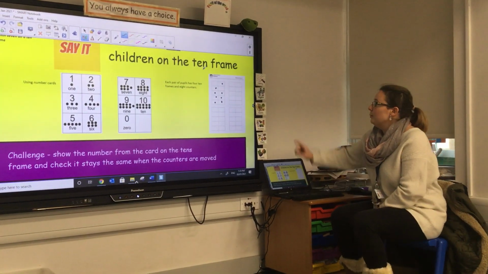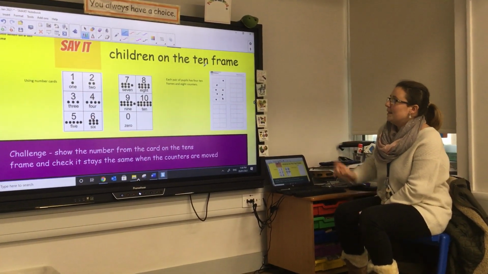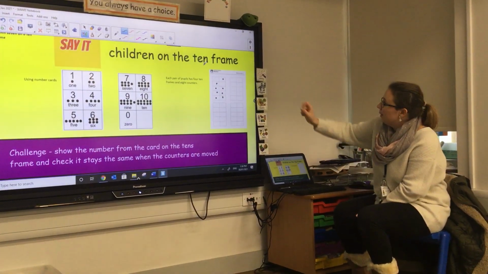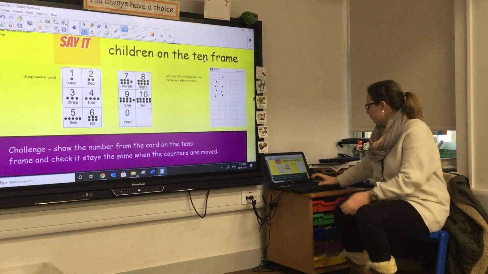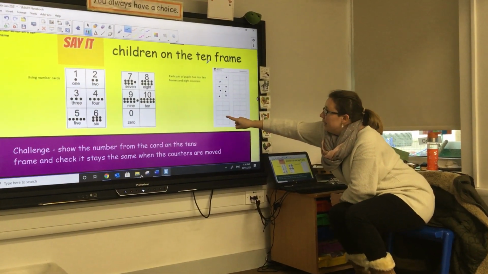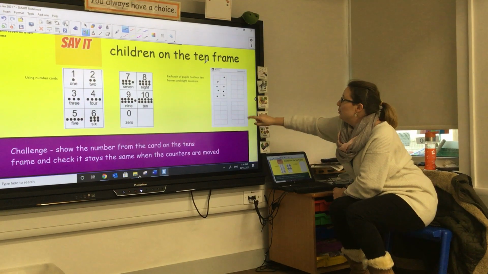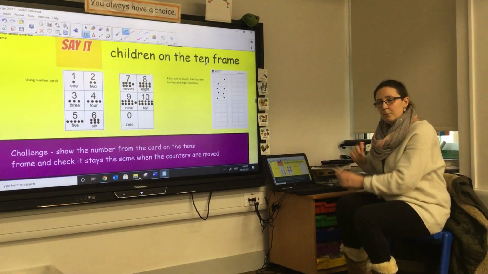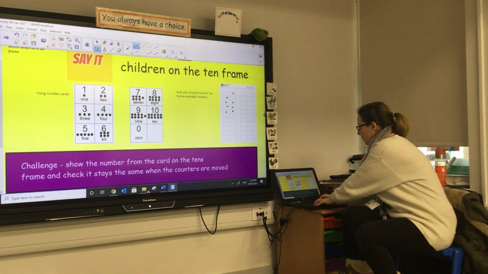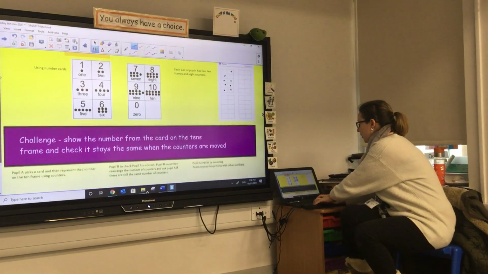So you have a go at doing number 8 and then choose a different number. Maybe the grown-ups at home can choose the number and you can do it in the next one. So maybe you could do number 4 in this one, number 3 in this one, and maybe you could do number 7 in this one. Move them around and make sure the number stays the same. Well done.